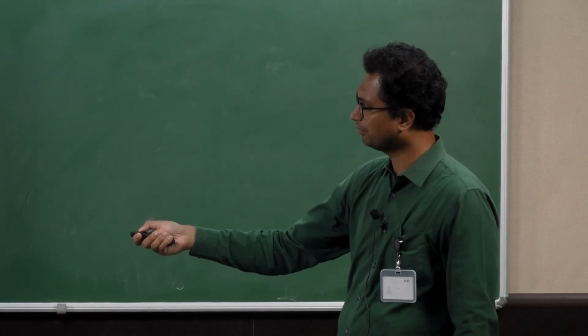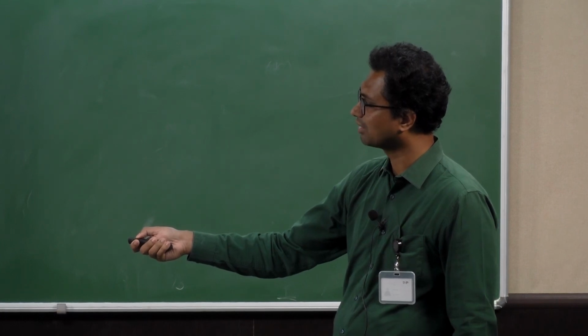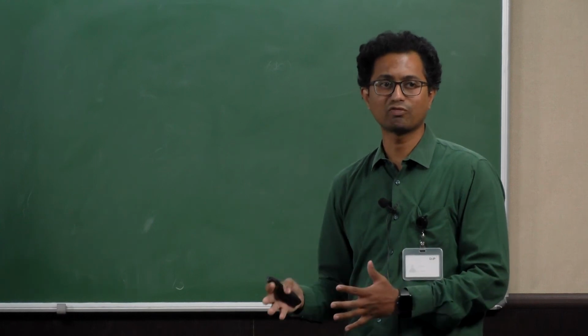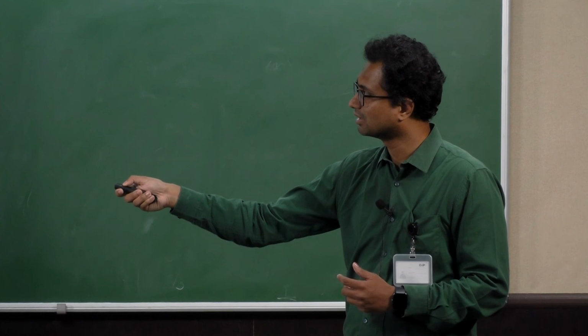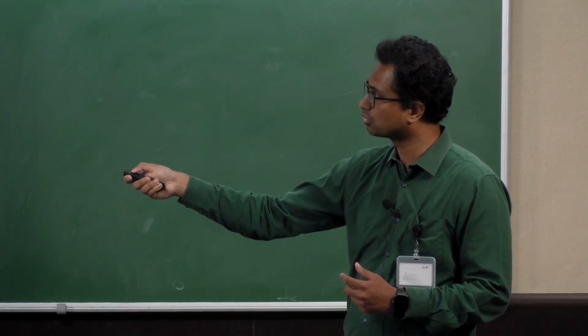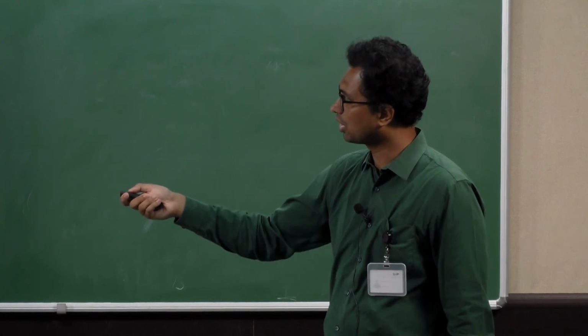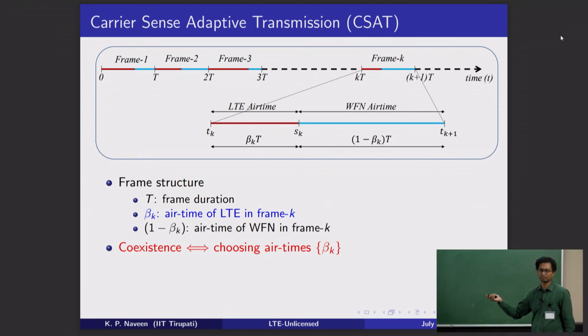So T is the duration of the frame. This is what we want to identify: beta k is the fraction of time LTE should transmit in a frame, and the remaining fraction is for Wi-Fi. Essentially you want to identify this beta k. For frame 1 it is beta 1, then beta 2, and so on. So that's the decision problem here, and it's a sequential decision problem. The problem of coexistence just reduces to choosing appropriate air times.